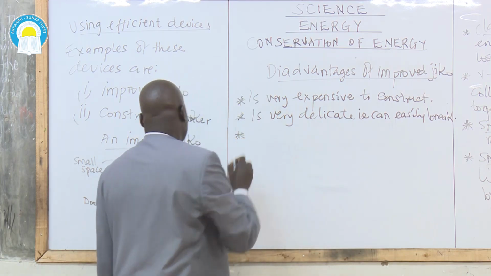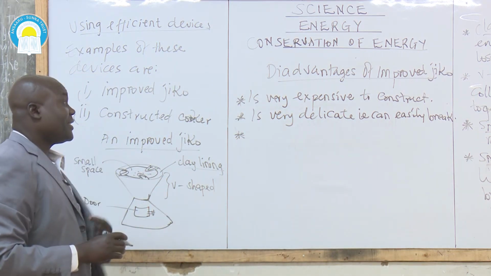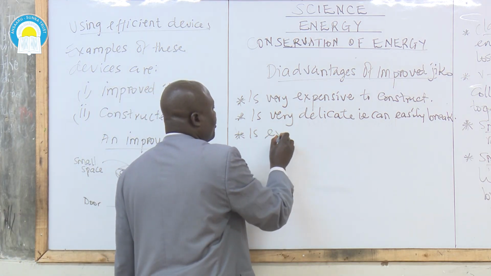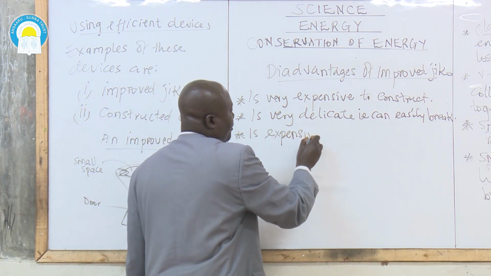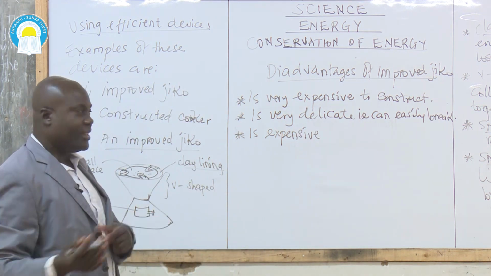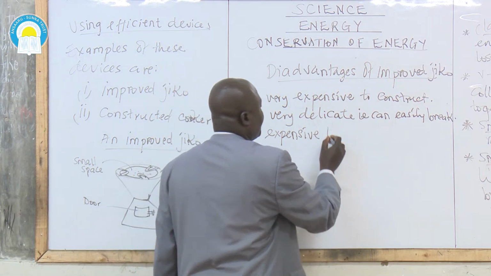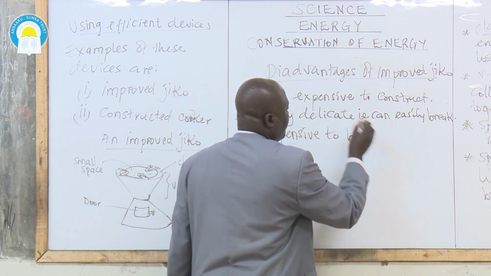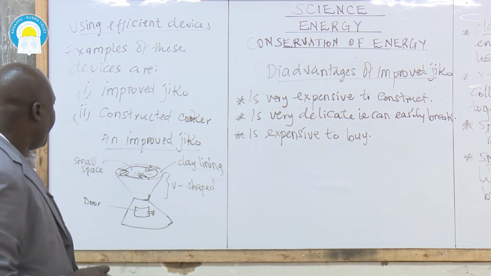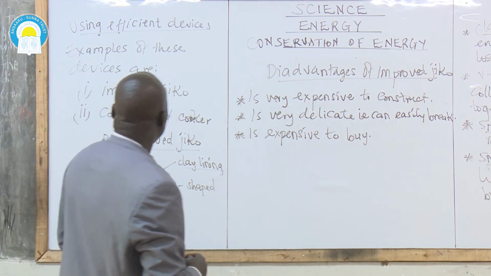Number three, this improved Jiko is expensive to buy. You may use more money to buy or purchase it compared to other types of Jikos. So those are some of the disadvantages of the improved Jiko. Let's go to the next one.